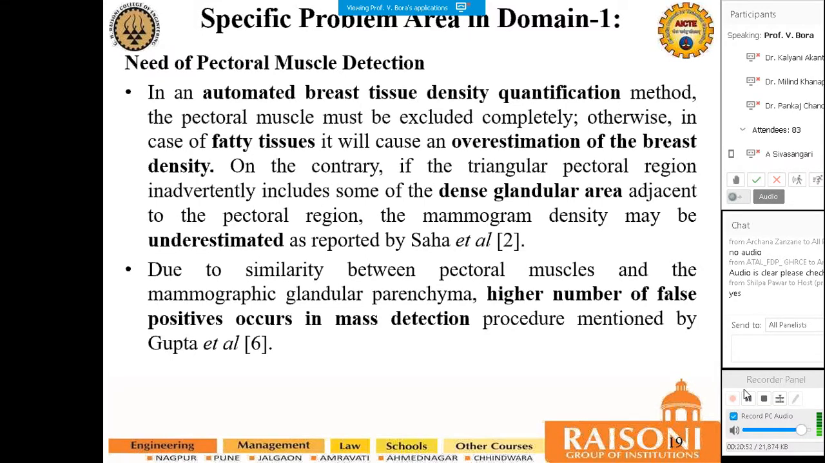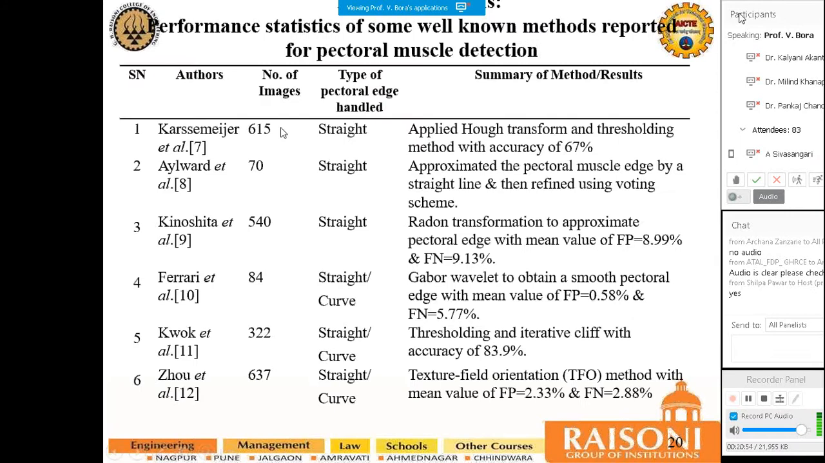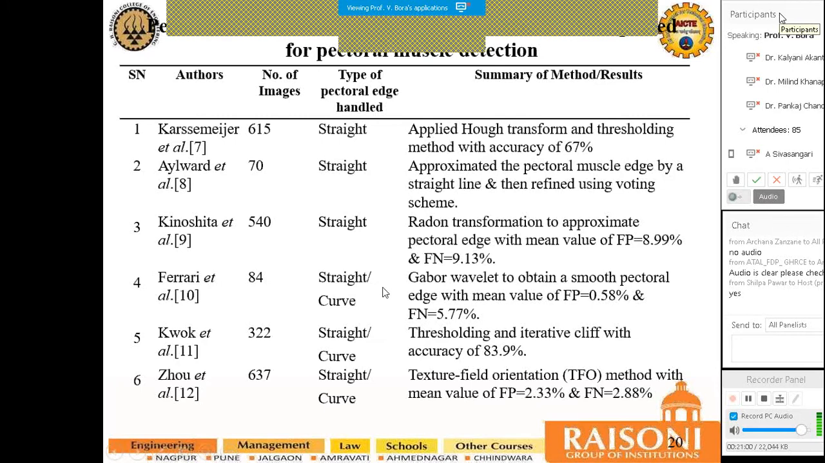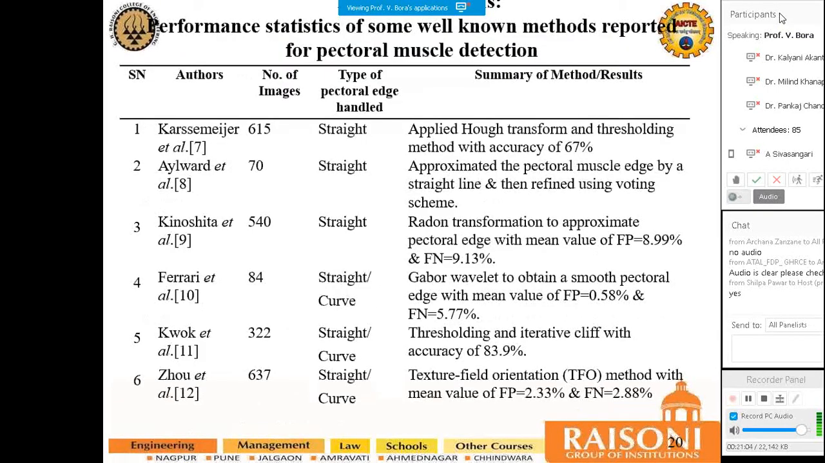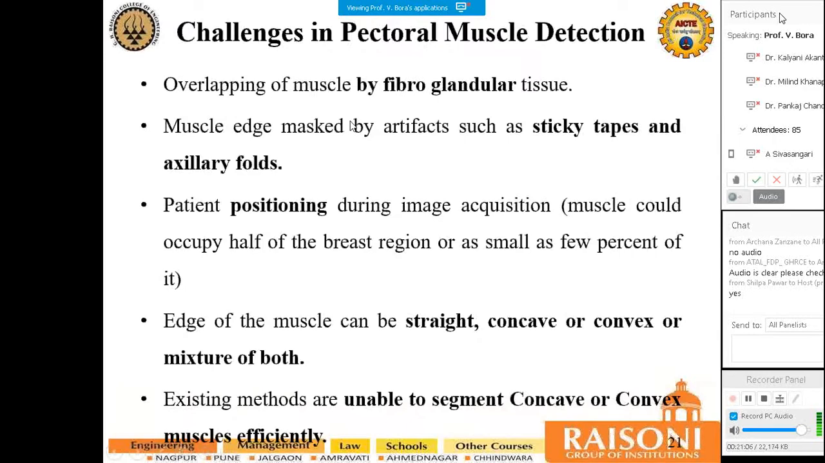So these are the performance of some well-known methods. This is the already existing work, the existing work and their methods. Now, from all this, what are the challenges and where is the gap? Where do we need to do work?